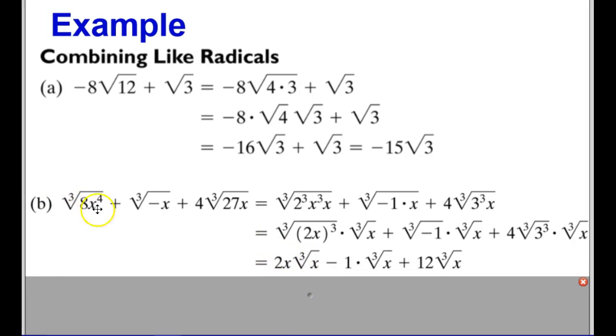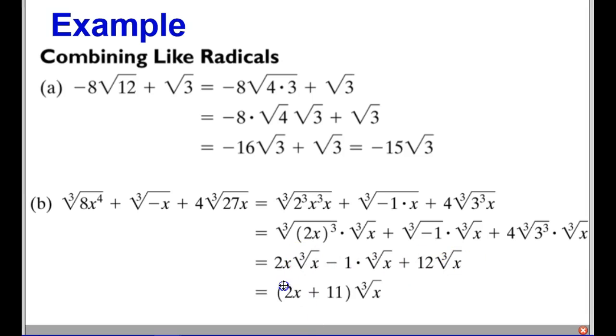So here in this first one, I know that 2 is the cube root of 8, and x is one part of the cube root of x to the 4th, with that x still inside. I can pull out that negative 1, and I know that I can simplify this last term as well. So now that they all are written in cube root of x, I can just combine them and end up with my final solution there.